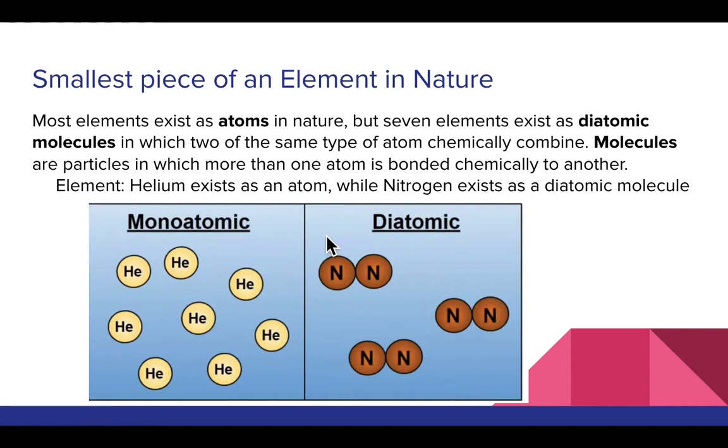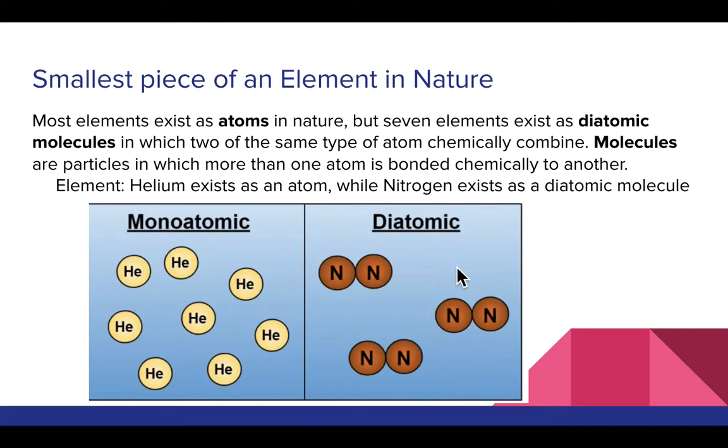Now, there are 7 elements, nitrogen is one of them, that when they're out in nature, like the nitrogen in our air, it doesn't exist as a single atom. It exists as 2 nitrogen atoms, basically holding hands, chemically combined, not separating. And again, this is an element because it has only one symbol, but in nature it exists as a molecule, a diatomic, di meaning 2 atoms that are touching, that are staying together.